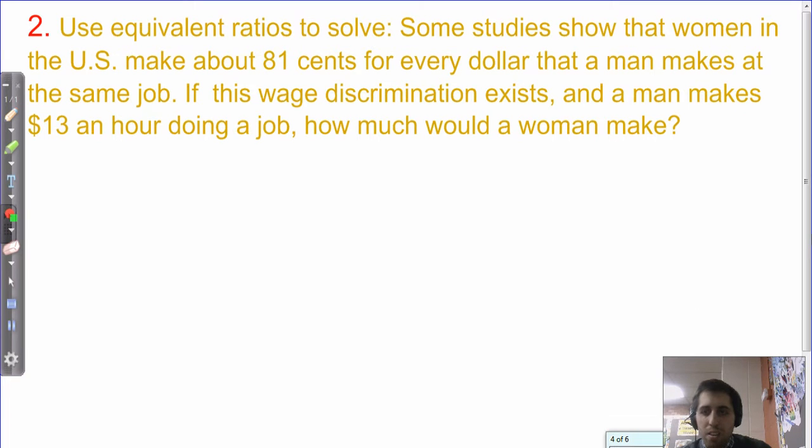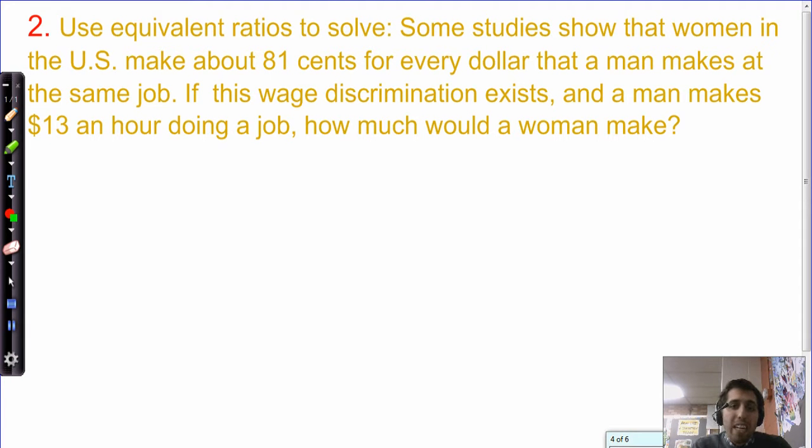And this is a more serious problem. And this is true, sadly. It says use the equivalent ratios to solve. Some studies show that women in the United States make about 81 cents for every dollar that a man makes at the same job. And studies also show that women are not necessarily worse and men are not necessarily better at doing specific jobs. So this is employers who are unfairly giving men more money or actually giving women less money for the same amount of work. So this is something we need to address.